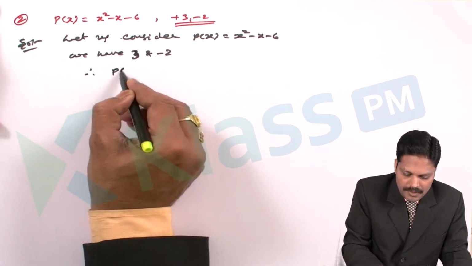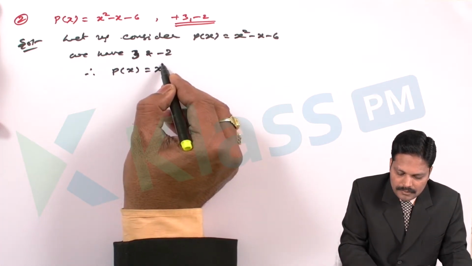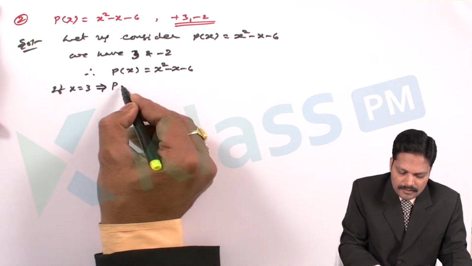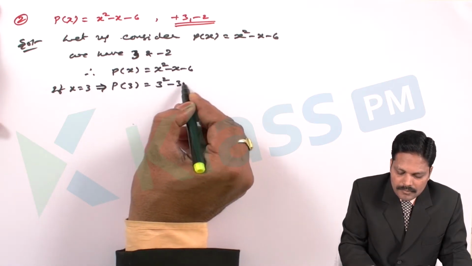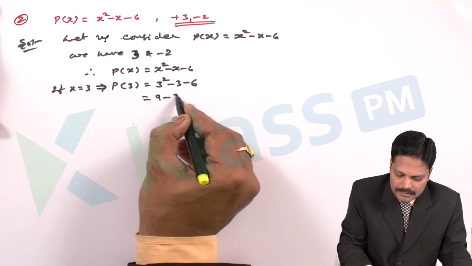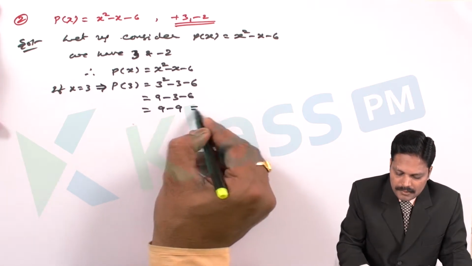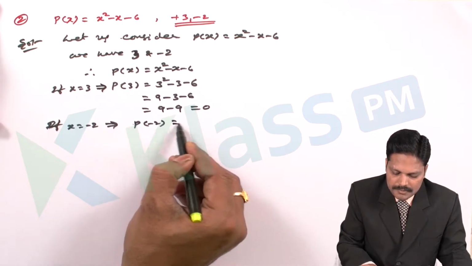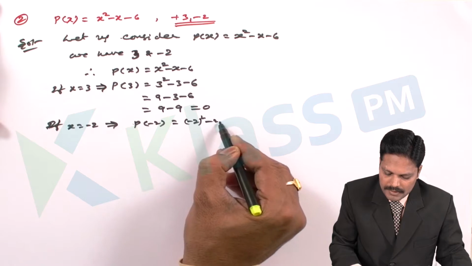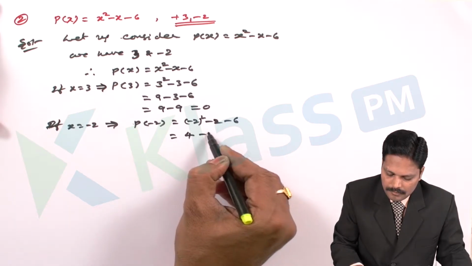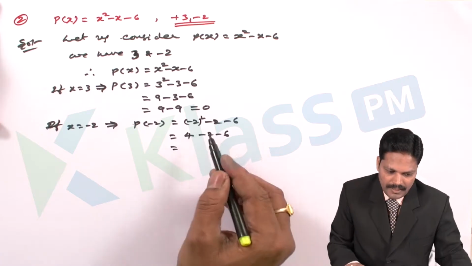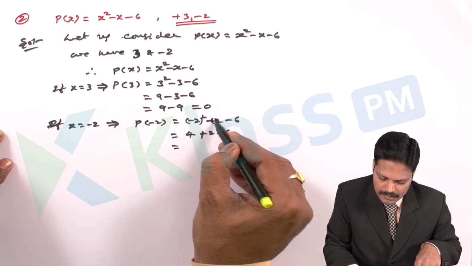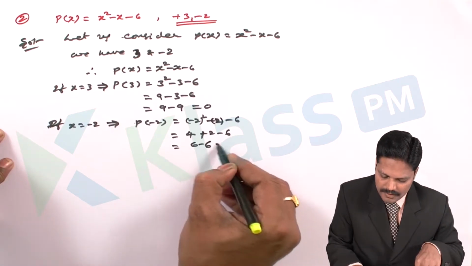So p of x is equal to x square minus x minus 6, and if x is equal to 3, then p of 3 is equal to 3 square minus 3 minus 6, which is 9 minus 3 minus 6, 9 minus 9, so it becomes 0. And if x is equal to minus 2, p of minus 2 is minus 2 square minus minus 2 minus 6, so here 4 plus 2 minus 6, minus into minus of 2 we should take, and 6 minus 6 is 0.